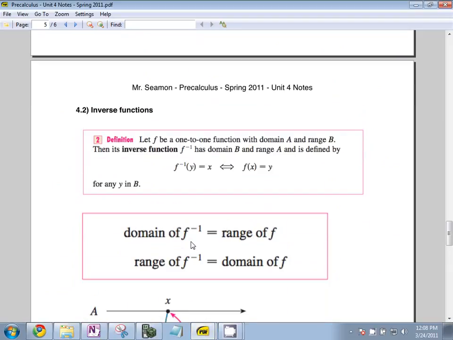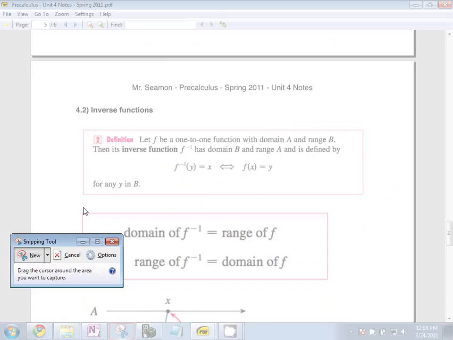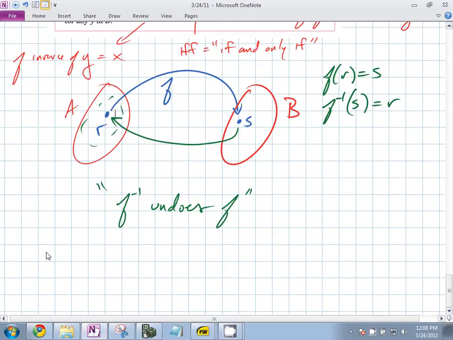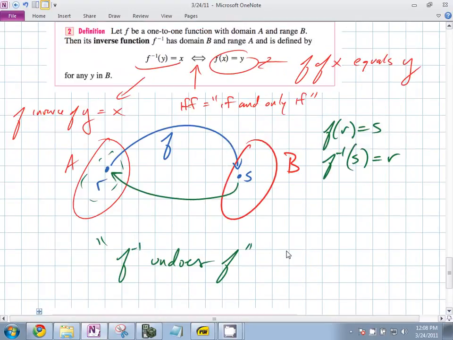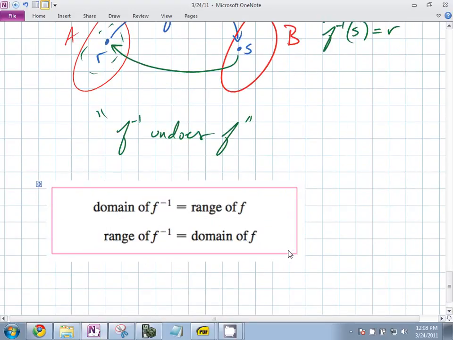This definition also tells you something really key here, and this is probably one of the more powerful things in the entire lesson. It says, if f is a function where the domain is A and the range is B, its inverse has domain B and range A. What does that mean? It means the domain of f inverse is the range of f, and the range of f inverse is the domain.